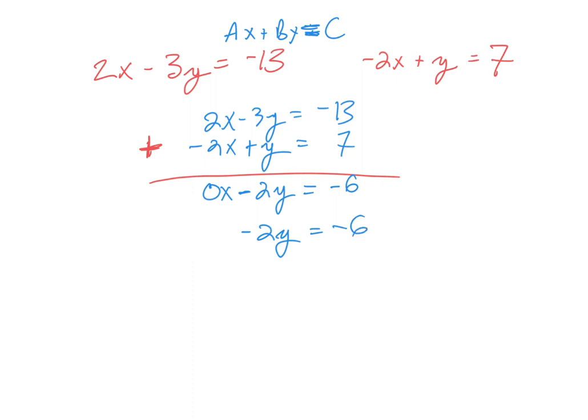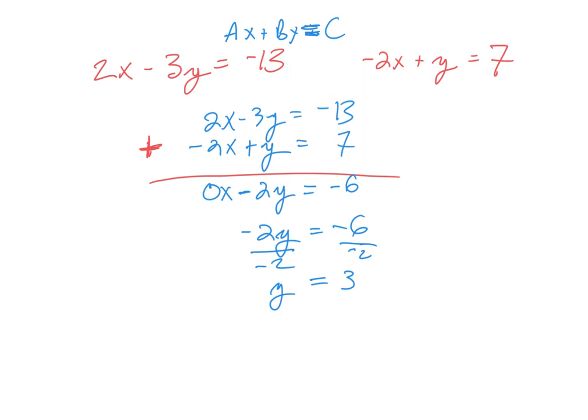Solving for y? Divide by negative 2. Y equals, and then again, always keeping track of those negatives. Negative divided by a negative, I know my solution will be a positive. 2 goes into 6 3 times, my y is 3.